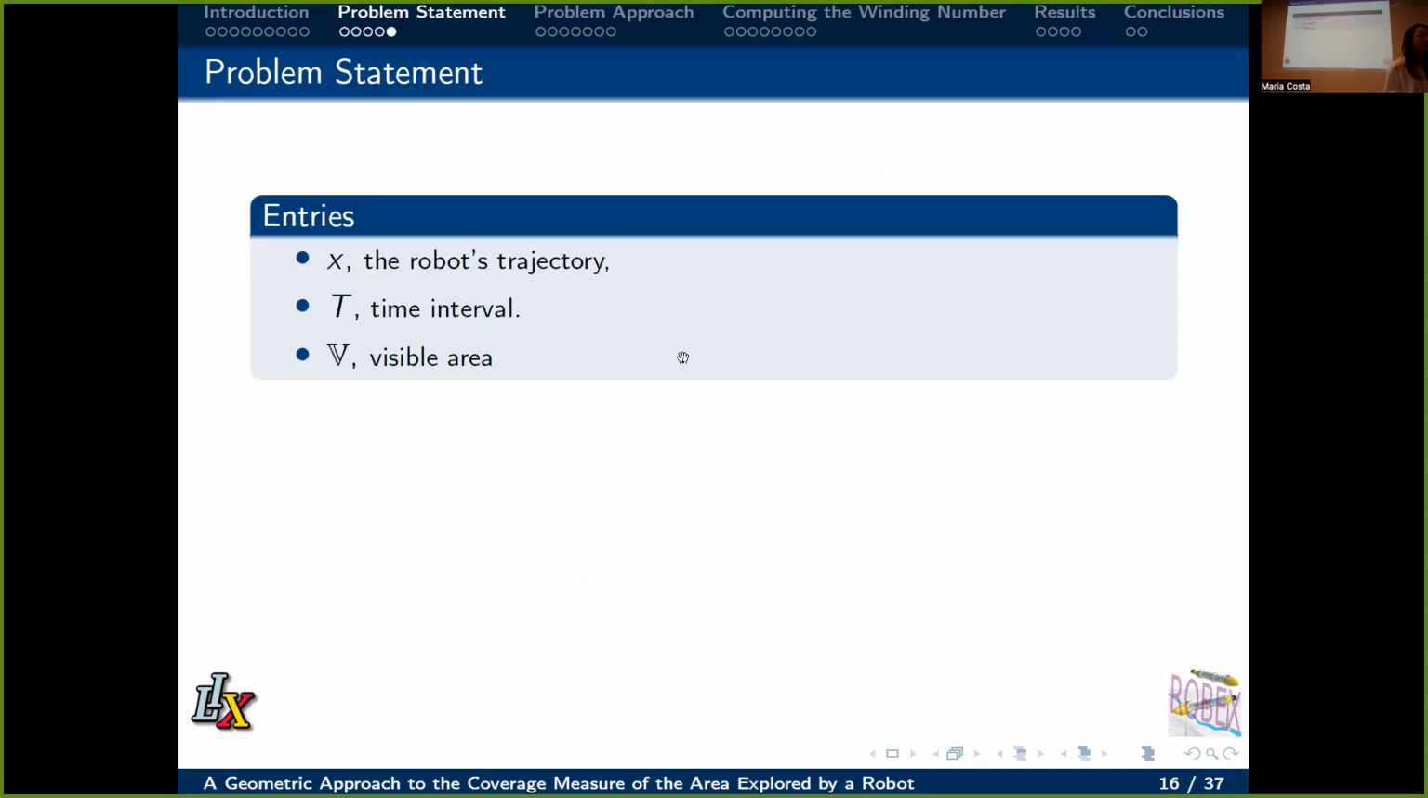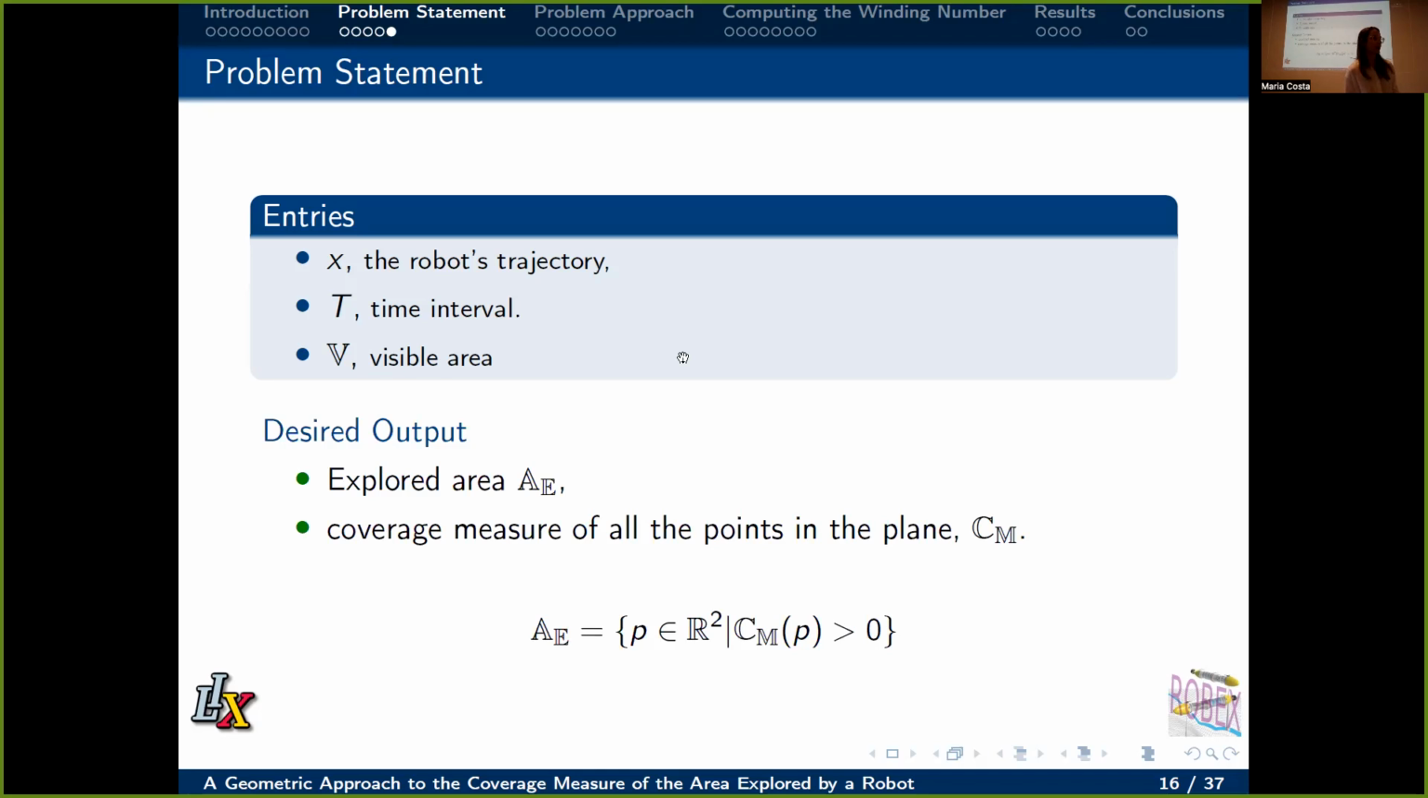So to summarize, we have the robot's trajectory, we have the range of visibility of the sensors, and we want to estimate the explored area and the coverage measure, so how many times each point in the space was sensed. And we can, of course, define the explored area as a set of points whose coverage measure is bigger than 0.